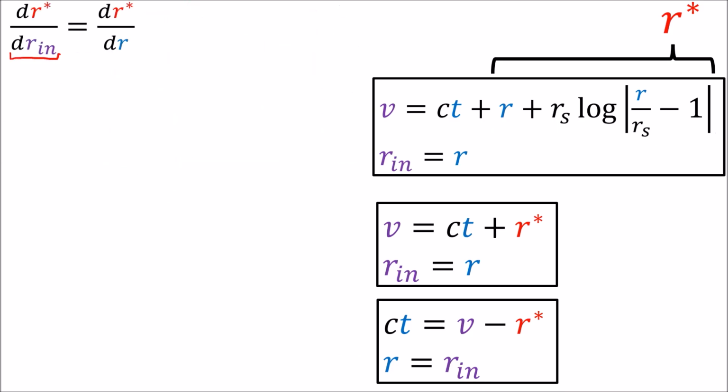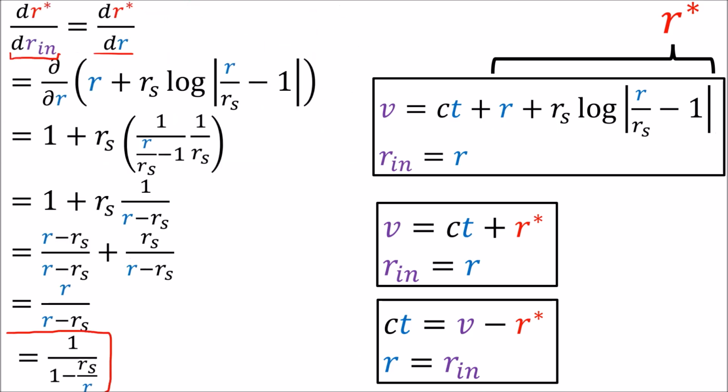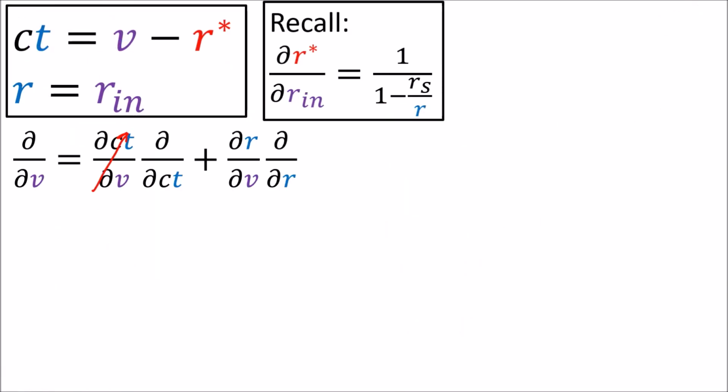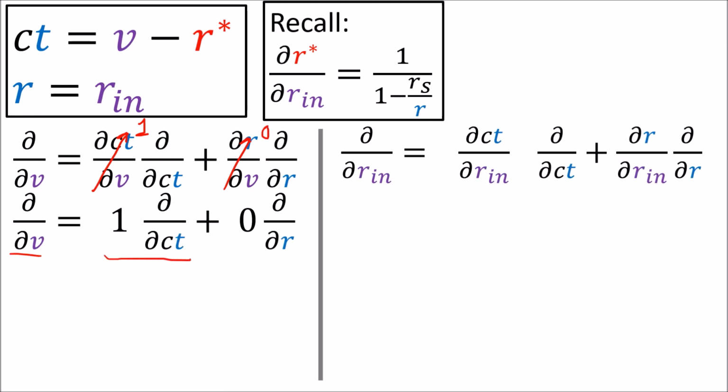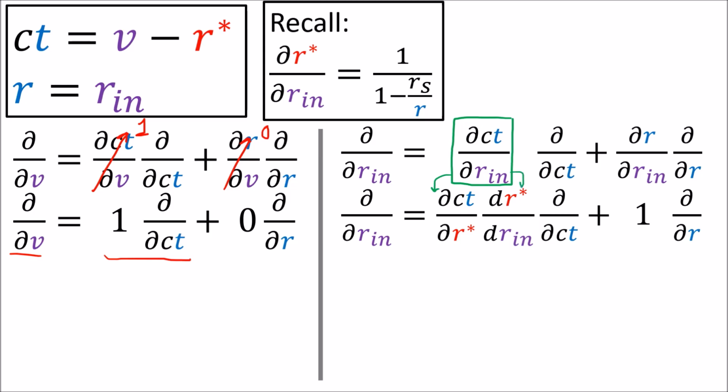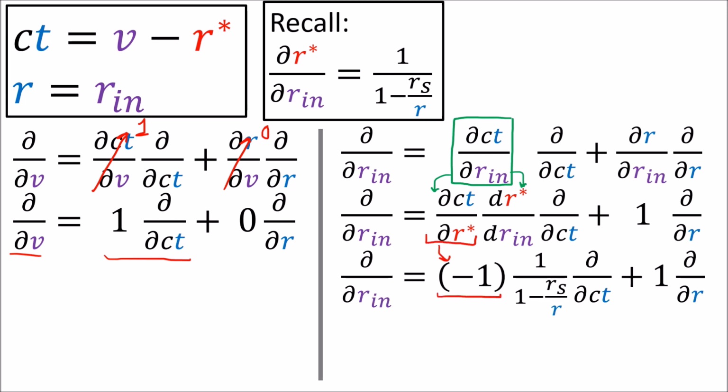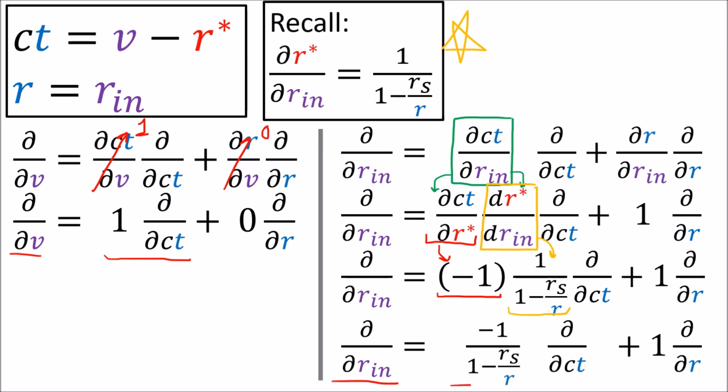We can show that dr star by dRn equals 1 over 1 minus rs over r. Taking the derivatives of these formulas, the v basis vector just equals the CT basis vector. For the Rn basis vector, we can expand the derivative of CT by Rn using the single variable chain rule with r star, since r star only depends on the single variable r. This equals -1, and we solved for this derivative on a previous slide. So we have formulas for the v and Rn basis vectors.